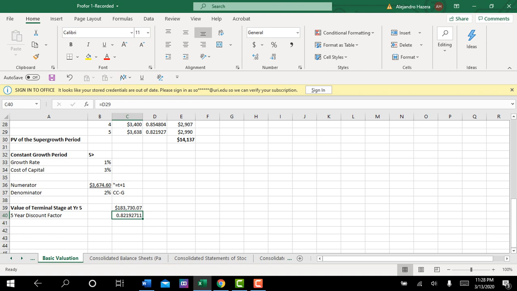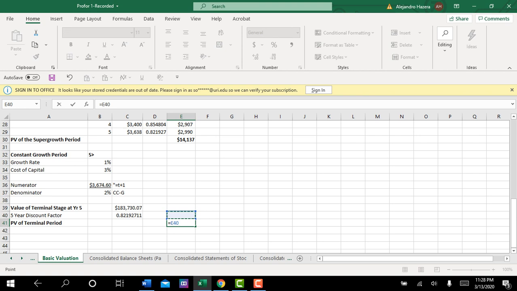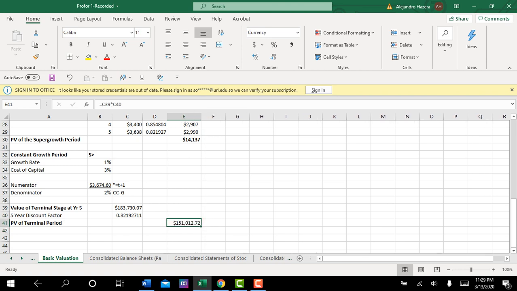Okay, so if we take the value at year 5, discount it back 5 years, that will give us the PV, present value of terminal. And I'm going to put that over here. So I'm going to add up both stage 1 and this stage right here. So the present value of the terminal period is 183 million times, because this is a factor, 0.82, etc. So that will give us probably some decimals in there. Yeah, there it is. 151 million, which makes sense.